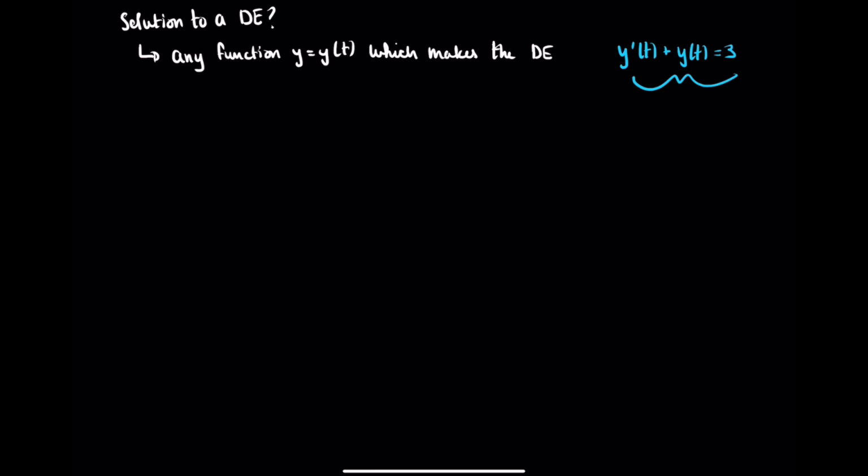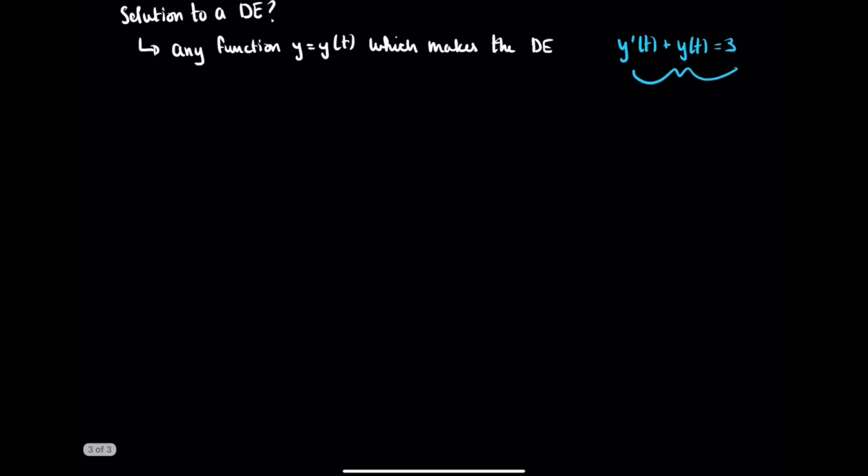So if I plug in, I don't know, y(t) as something, and then I take the derivative of that and then I add those two together, I should get 3. And if that's true, then that y(t), that initial thing that I picked, is a solution to the differential equation. So this is the DE, right? Whatever you choose, this is a solution provided that it satisfies y'(t) + y(t) = 3. Okay? And that's basically all you need to know for what a solution is.